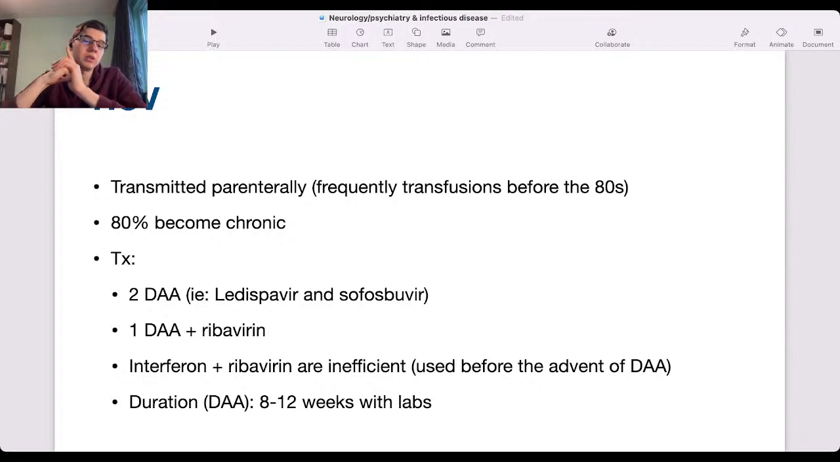Interferon and ribavirin are considered nowadays inefficient. However, they were used before the advent of DAA. The duration for the direct antiviral agents treatment is from 8 to 12 weeks with labs. Okay, are there any questions?